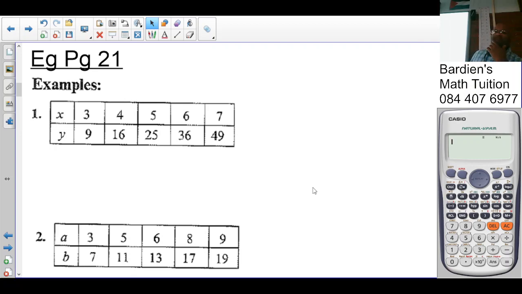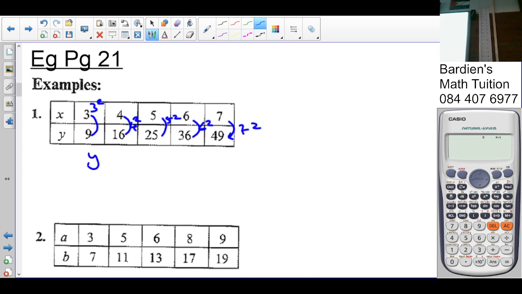What do you notice? It's squared. Or it's the number times itself. Not so. So if you're looking at the first one, it's going to be 3 squared, 4 squared, 5 squared, 6 squared, 7 squared. So what would the formula be? Y is equal to x squared. You guys understand? Okay.